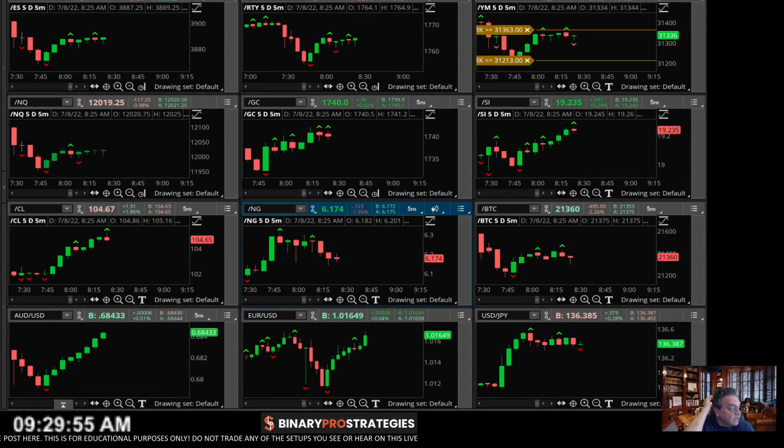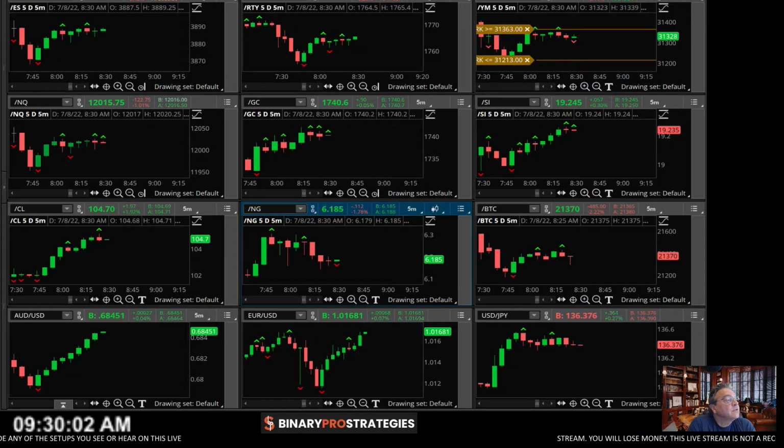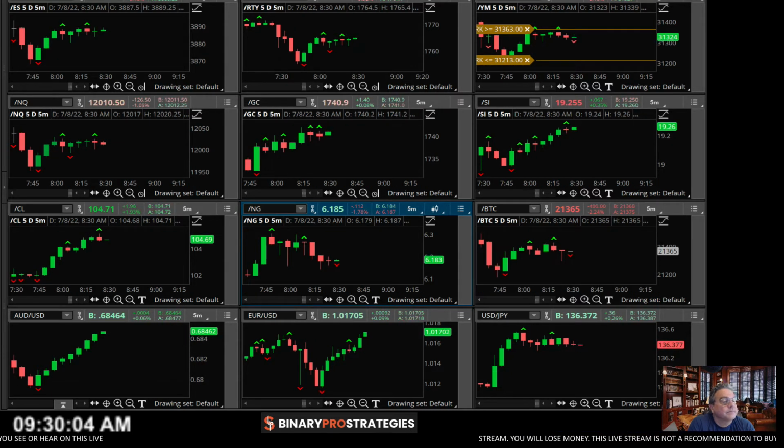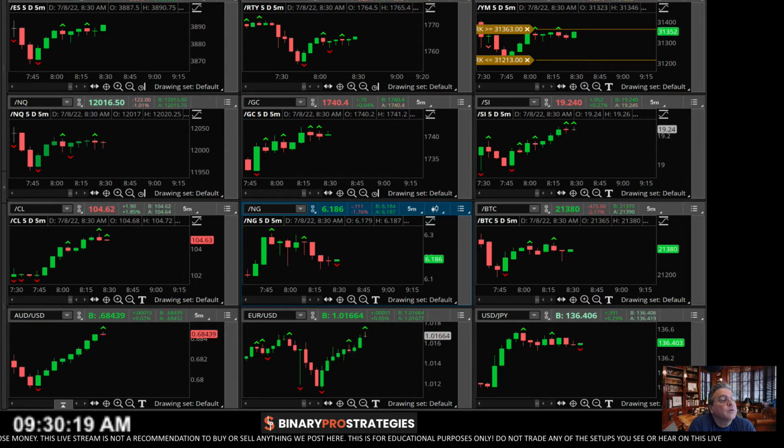Okay, and I don't see any setups here in the currencies. Dow is now opening up. Take a look and see what the Dow's doing. Dow down 23. So yeah, pretty quiet opening. Wouldn't be surprised to see a pop to the upside. Looks like Mini Dow is getting closer to hitting target at 313.63.